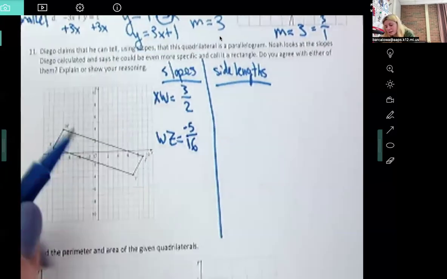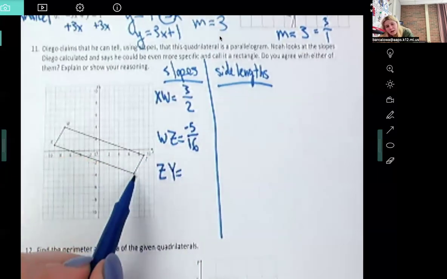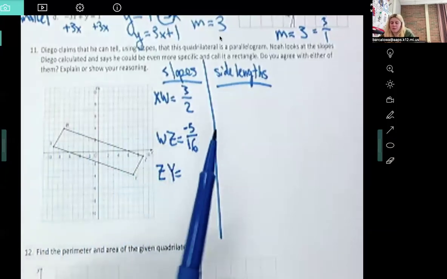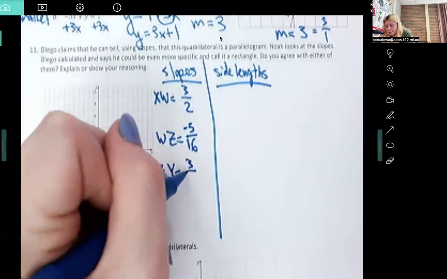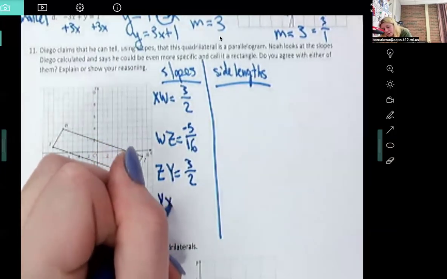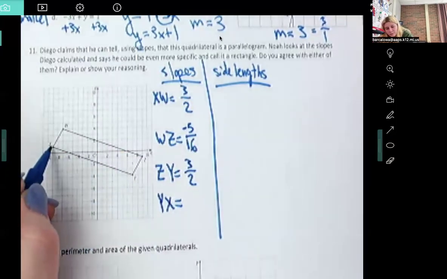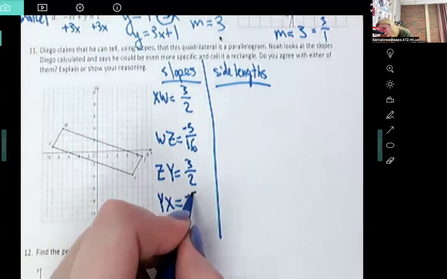All right, zy. Be really careful here, you guys. Just because I'm naming it zy, when we're finding slope, you're always reading from left to right. Okay, so I'm going up 3 and over 2. So this one's still up 3/2. Okay, then I need yx. Again, just because I'm naming it yx, I'm still going to count slope going from left to right, from x to y. So it looks like I'm going down 5 and over 16. Down 5 over 16.